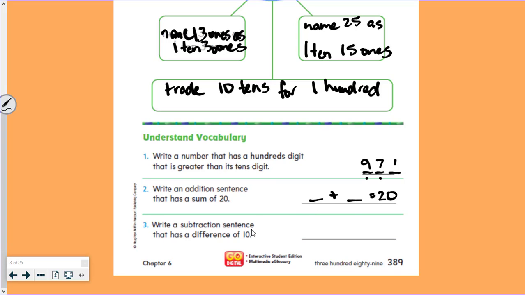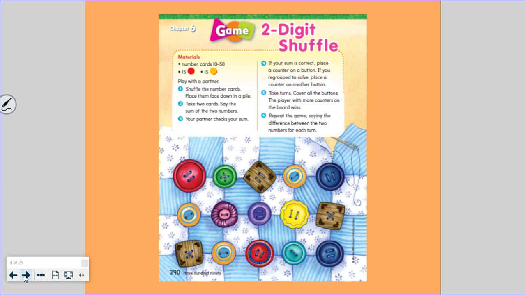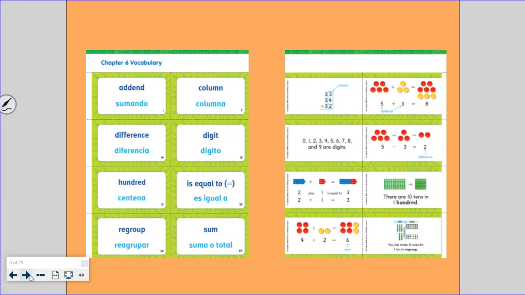And then this one says write a subtraction sentence that has a difference of 10. So this time it's got to equal 10, but it's got to have a difference, right? We're subtracting. Whatever numbers you put here, they have to equal 10 when you subtract. All right, so there's the directions for that part. So I'll let you finish that on your own. You can pause your video and do those. That's a game you could play, but you would need number cards. I don't have number cards to give you, and you probably don't have any at home, so don't worry about that page.